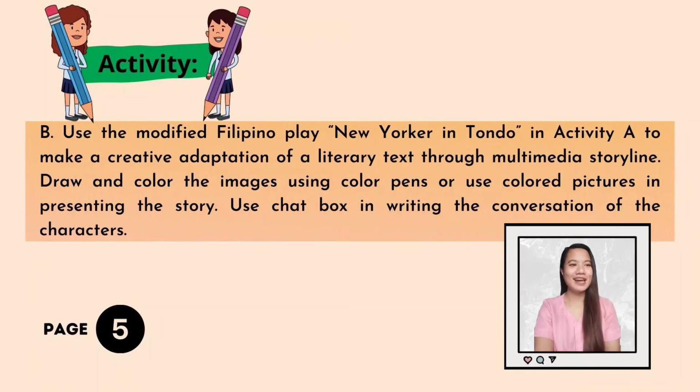Let's proceed now to the next activity. For activity B on page 4 to 5, use the modified Filipino play New Yorker in Tondo from activity A to make a creative adaptation of a literary text through multimedia storyline. Draw and color the images using colored pens or use colored pictures in presenting the story. Use chat box in writing the conversation of the characters.